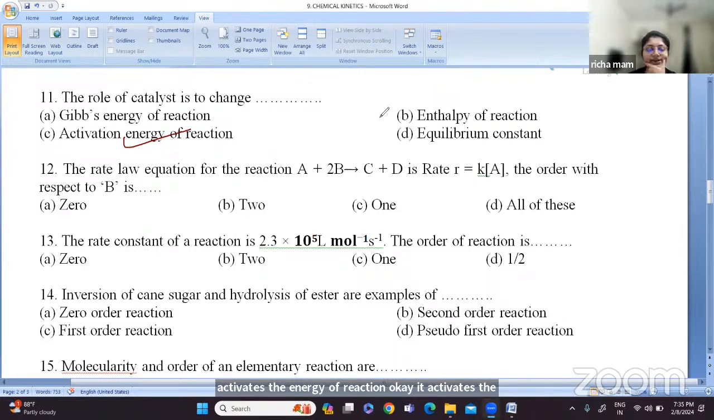Yes, AK has answered it right. It is C. Okay, so the role of the catalyst is to change the activation energy of a reaction. So a catalyst does not change the Gibbs energy of a reaction, it does not change the enthalpy of a reaction, and it does not change the equilibrium constant. So what is the role? It is just to change the activation energy of the reaction. Okay, fine. Next question.